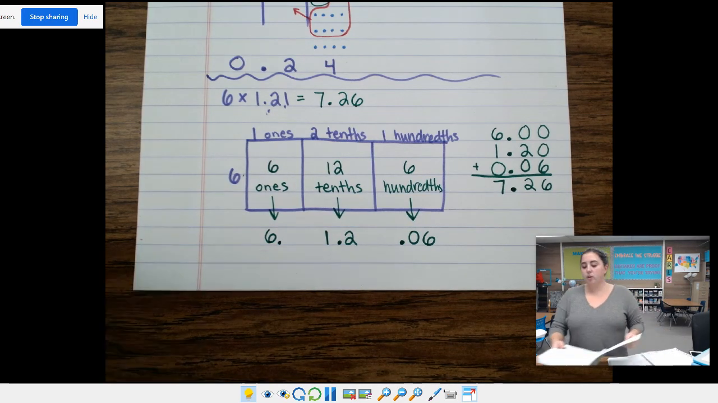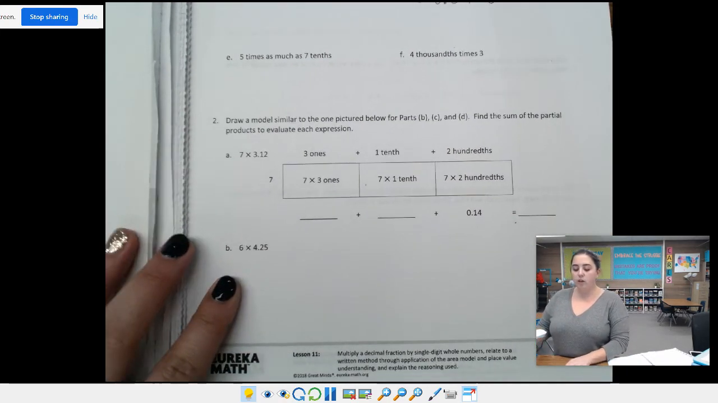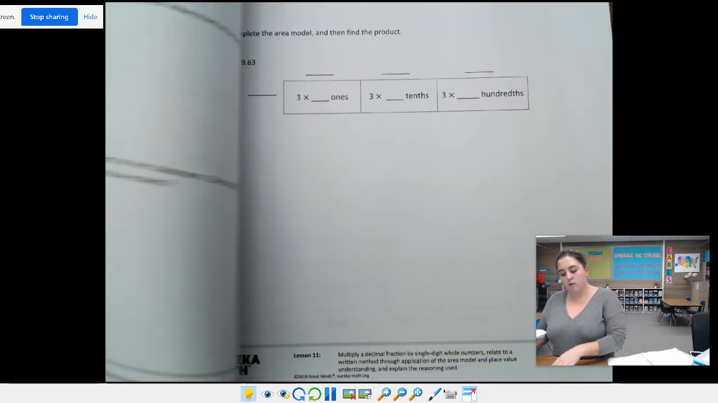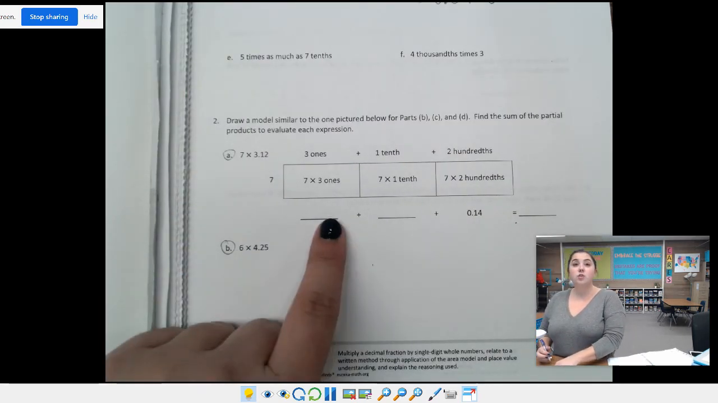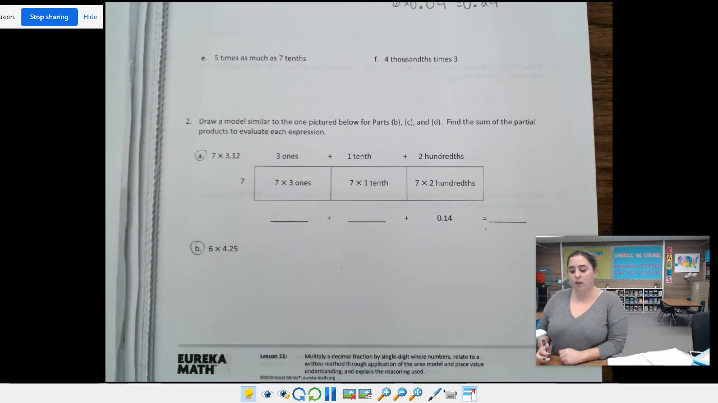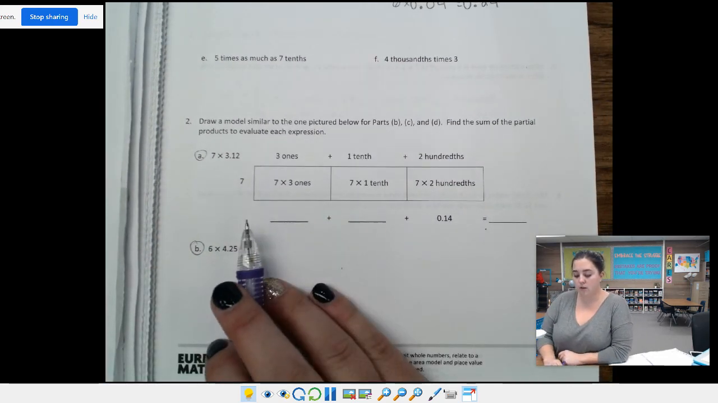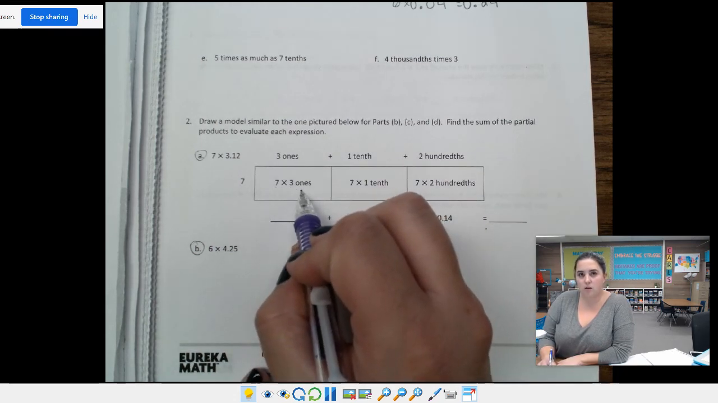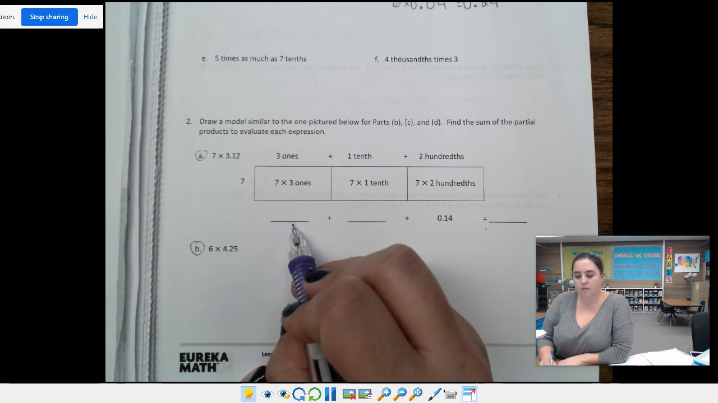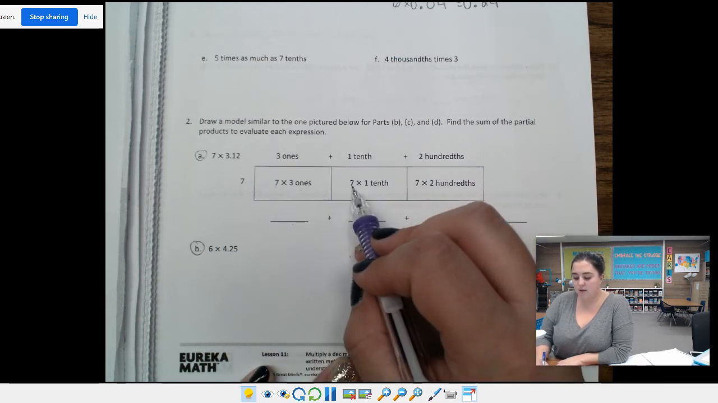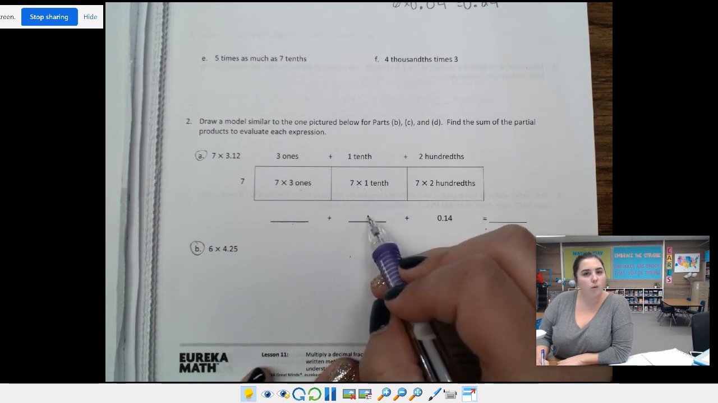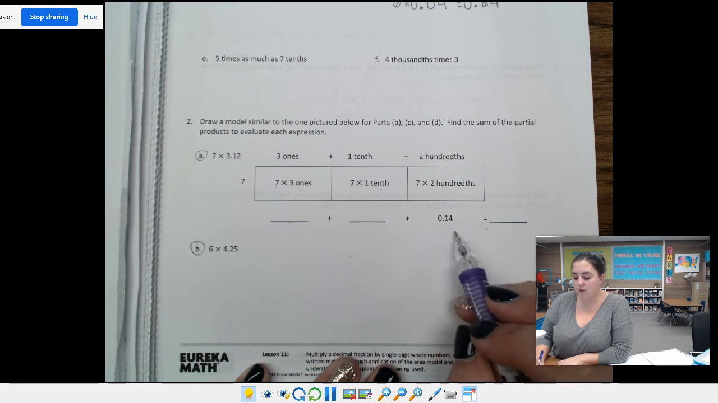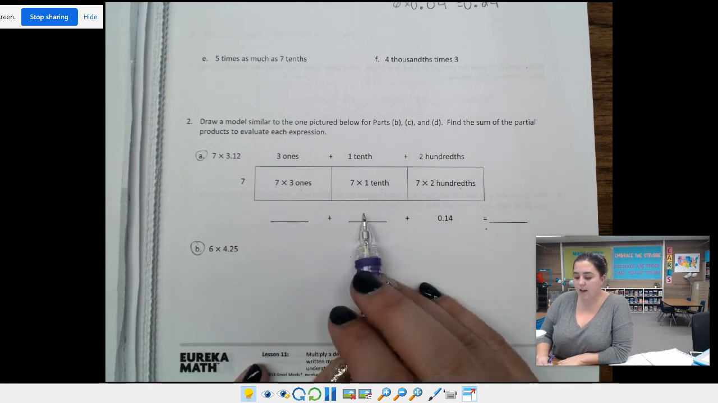Okay, I want you to do a little practice with this. So in your blue Learn book, I want you to solve question 2A and 2B. 2A, they've almost solved for you. The only thing you need to do is figure out 7 times 3 ones. What would that be as a decimal? 7 times 1/10. What would that be as a decimal? 7 times 2 hundredths. They did for you. That would be 14 hundredths. Then add your pieces together.